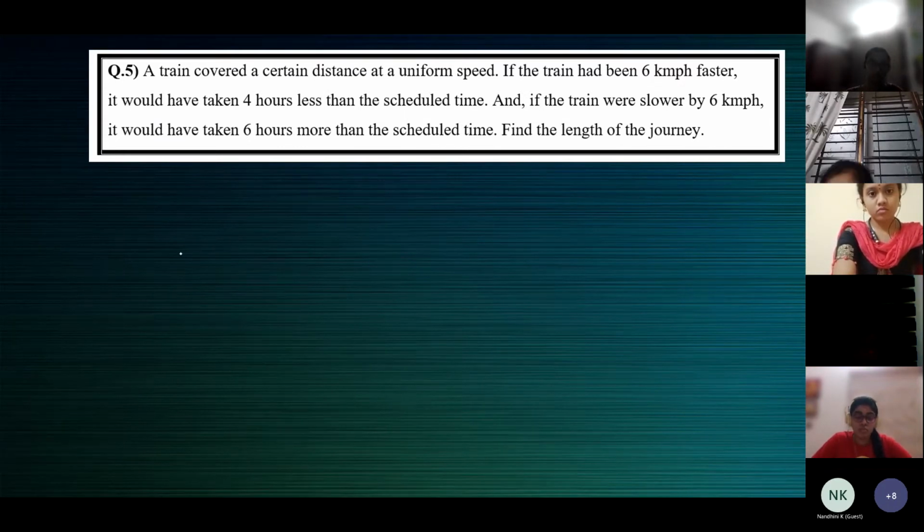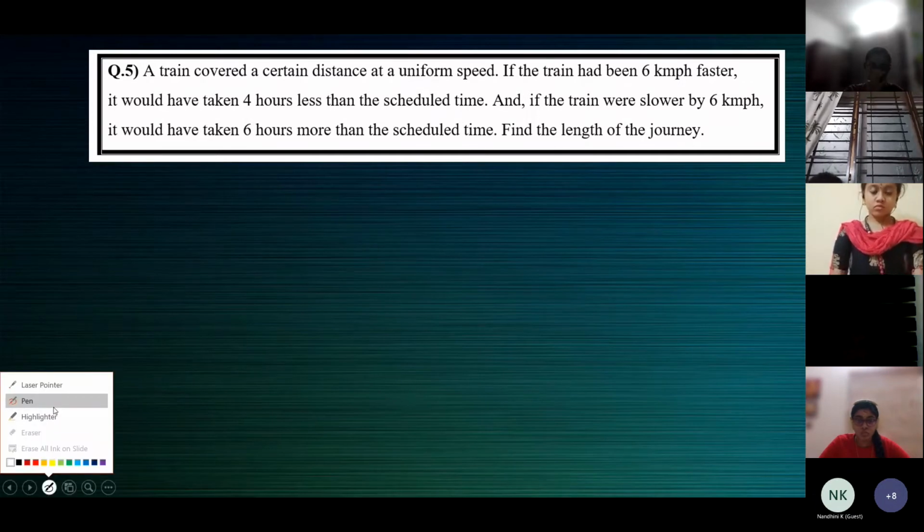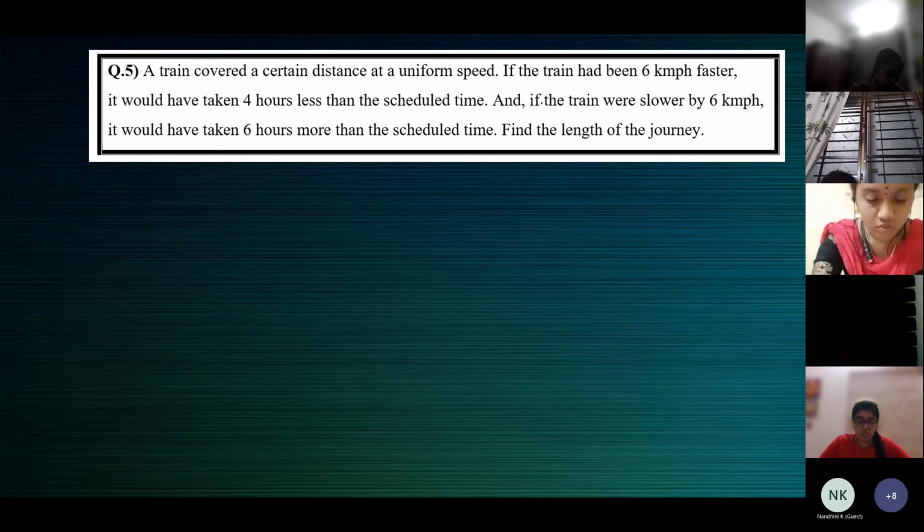Okay. Now we need to find the length of the journey, that is the distance between the two places. Now, you must remember that it's very convenient to assume. If you read this question, the information is given about the speed and time taken. If the speed of the train was 6 kilometers per hour more, then it would have taken 4 hours less. So details are given about the change in the speed of the train and the change in the time taken.